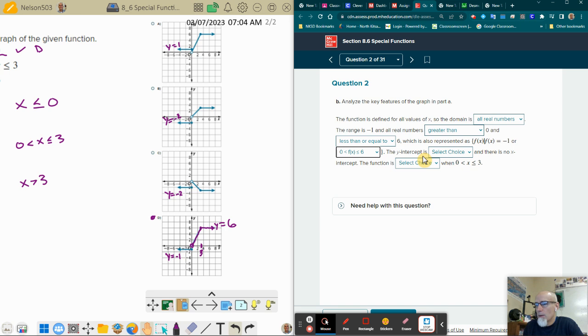The y-intercept, does it have a y-intercept? Yes, it does. See that solid dot right there at -1? So the y-intercept equals -1, and there is no x-intercept. Really? No x-intercept? Oh, yeah, there's an open circle right there at the origin, so no x-intercept. Is the function increasing from 0 to 3? Yeah, it's going up between 0 and 3, so it's increasing.